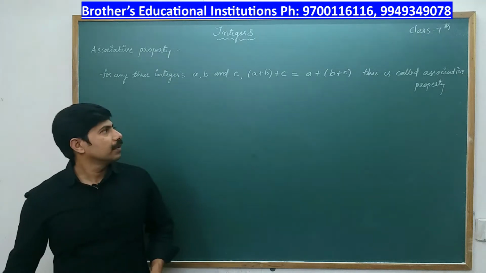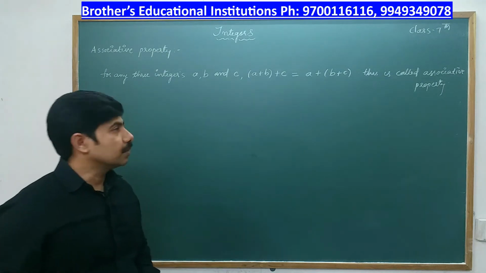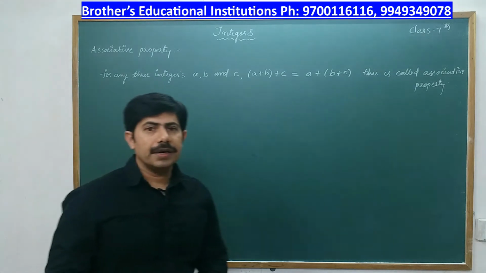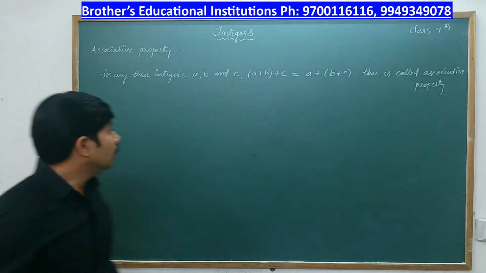Welcome back. We are doing properties on integers. So we already completed closure property and commutative property. Now we'll start with associative property.